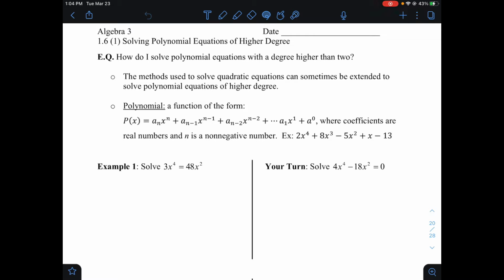So first of all, there's the formal definition of a polynomial, but what we tend to know it as is our example of 2x to the fourth plus 8x cubed minus 5x squared plus x minus 13. So something that looks like that. A higher degree just means something higher than an exponent of 2, so something that's not quadratic. So let's take a look at our first example.